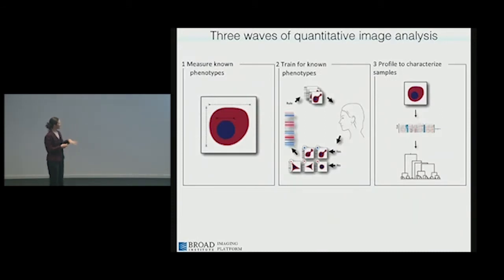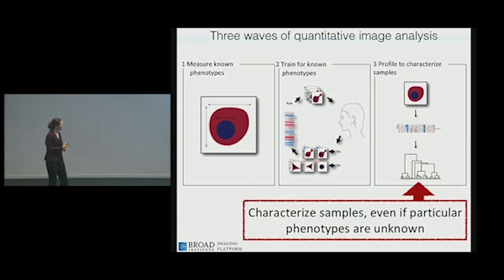Okay, so we've gone through these first two examples, and what I'm excited to tell you most about today involves profiling. So in profiling, our goal is to characterize samples, even if we don't know what phenotypes we're looking for in advance. And this one I really hope that you'll pay attention to, because I think the strategy that we're taking here may be quite applicable to, I would imagine, very many of the researchers in this room, because the goal is really to just allow computational techniques to augment your ability to examine images.